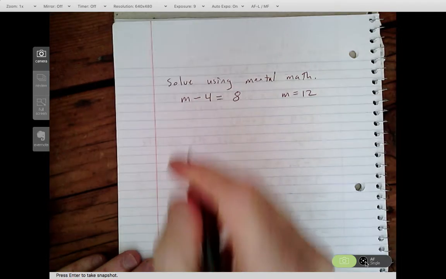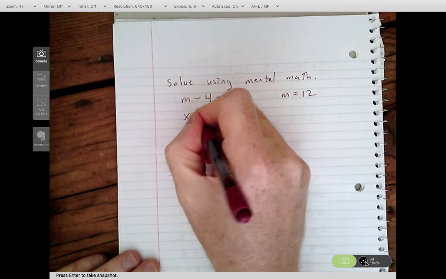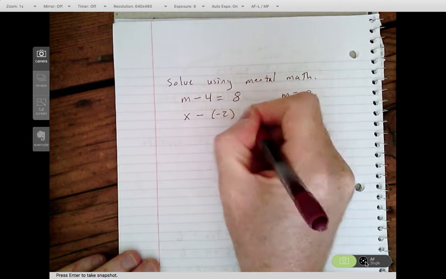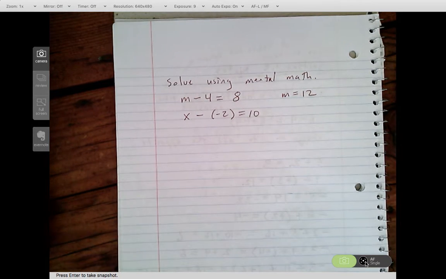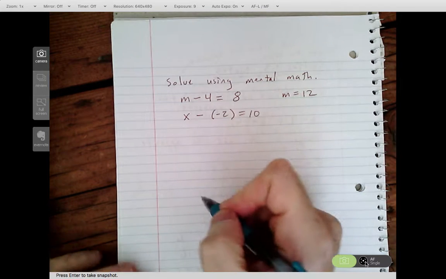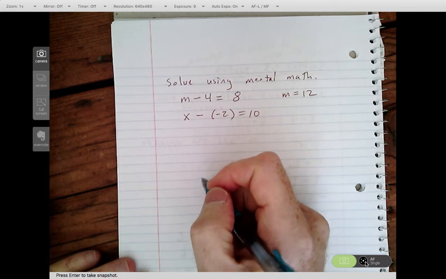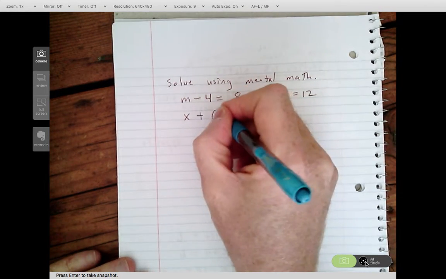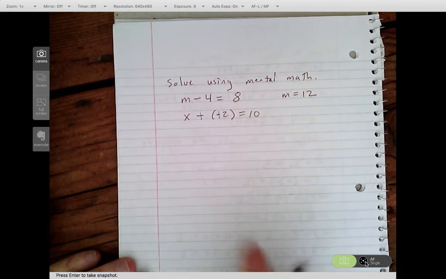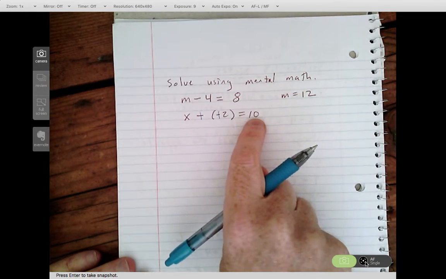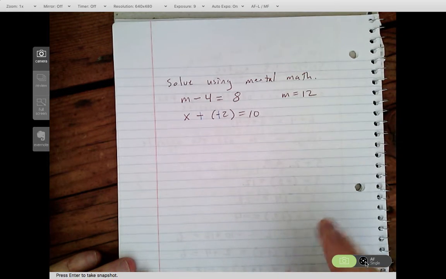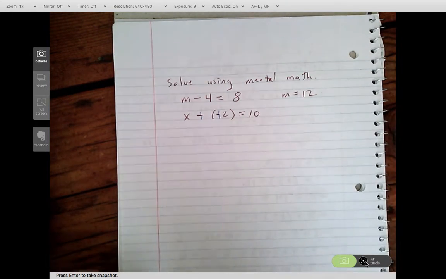Okay, and now here's another one. X minus -2 is 10. Okay, again, those two negative signs, the subtraction here and the negative sign, those might be tricky. So I'm going to change those to adding the opposite. Okay, remember this guy stays the same. The 10's over here by itself on that side of the equal sign. It doesn't change. So this now looks like this.